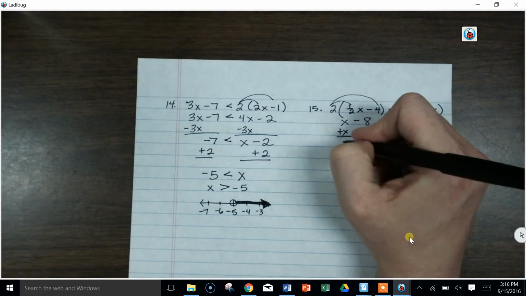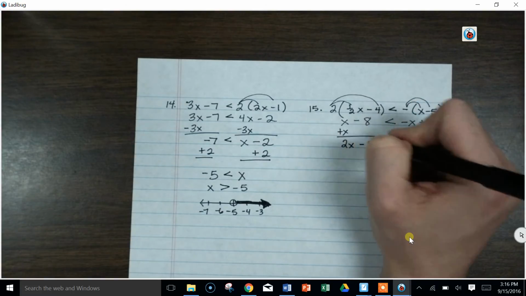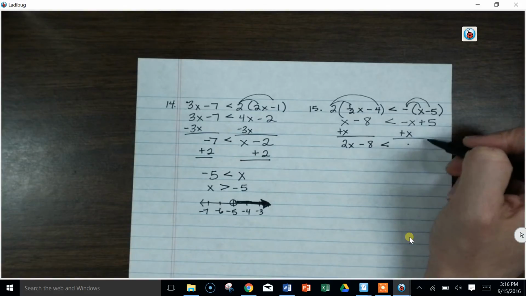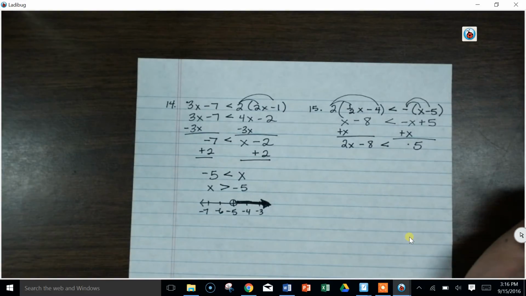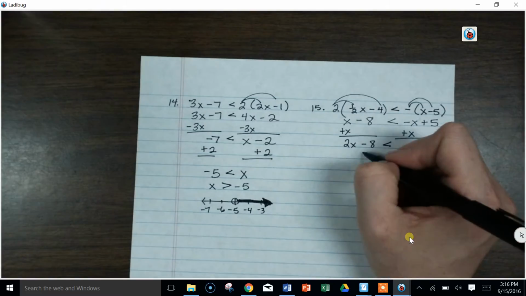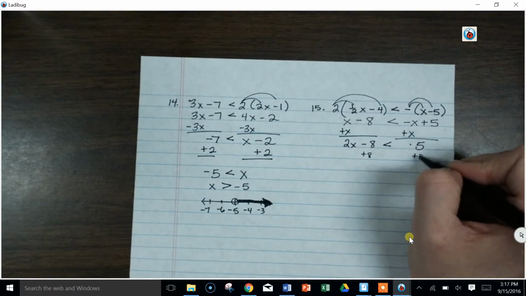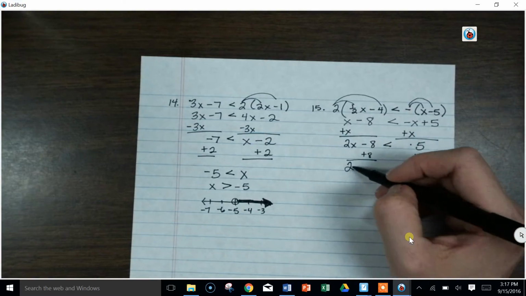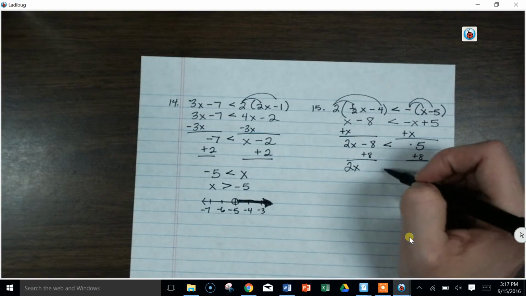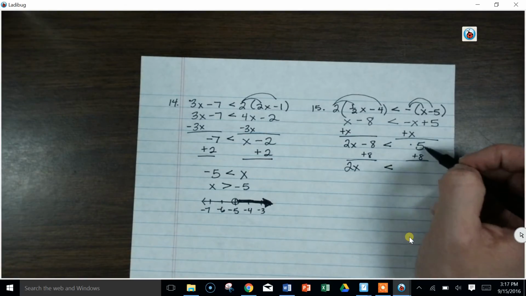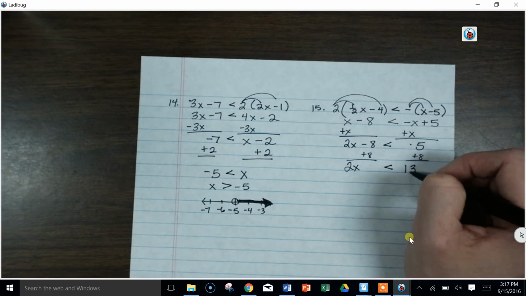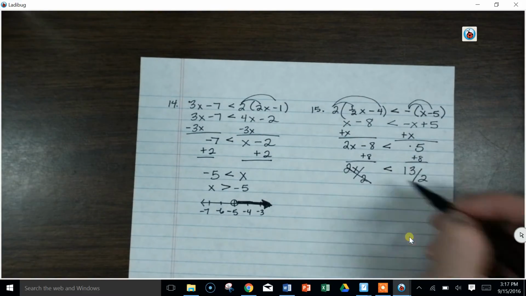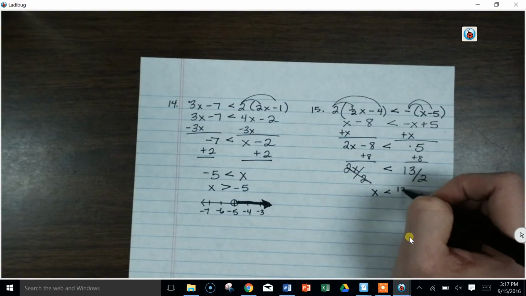x plus x is 2x. Bring down the negative 8. Keep the inequality. Negative x plus x is 0, so nothing needed here, but I am going to bring down the positive 5. Next, I want to add 8 to both sides to get it away from my x. Bring down that 2x. That's 0. Keep the less than. 5 plus 8 is 13. Now I can divide both sides by 2. x is less than 13 halves.